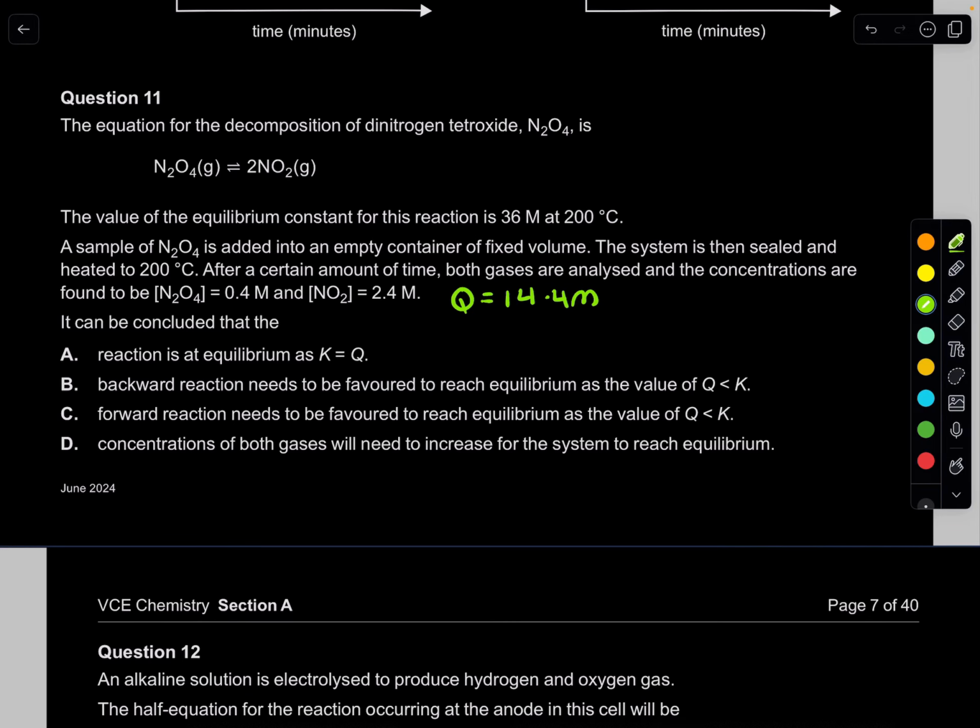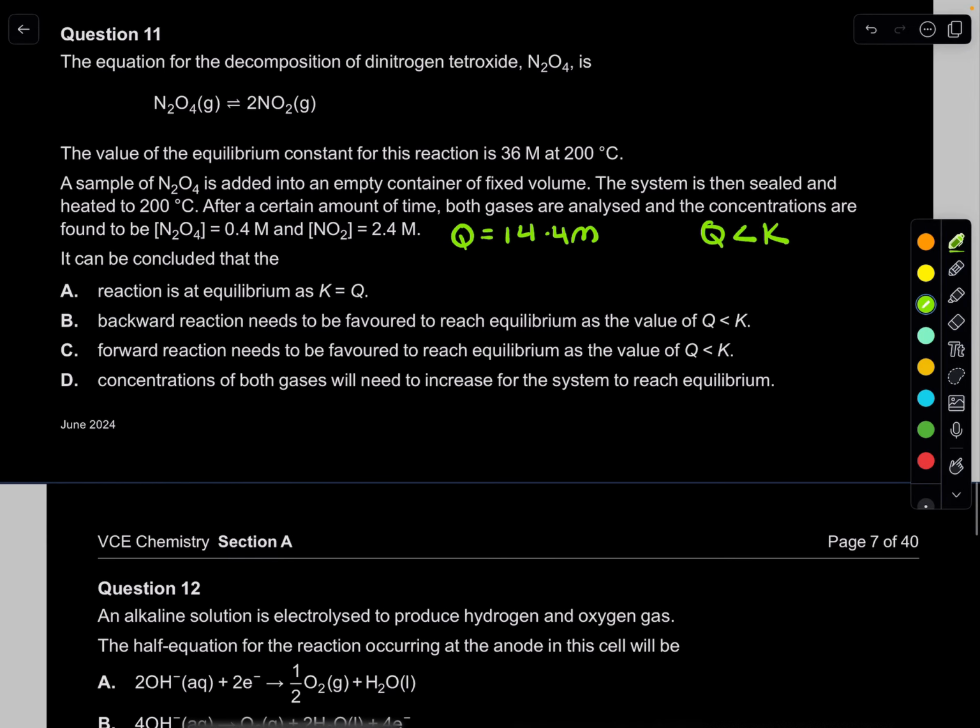Now what do we see? Well, we can see that the reaction quotient is less than the actual equilibrium constant. And what does that really tell us about the reaction? Well, think about it. The reaction quotient is trying to go towards that K value. The reaction quotient for this case is 14.4 and it's less than that 36. What the reaction quotient wants to do is reach that 36. So it has to increase. So the reaction quotient is trying to increase itself.